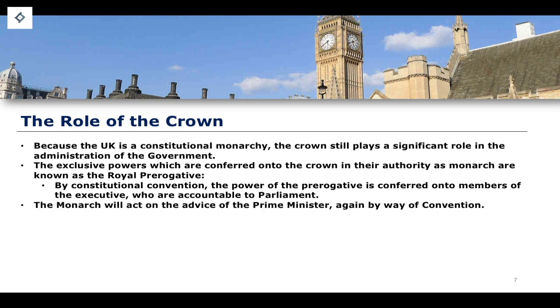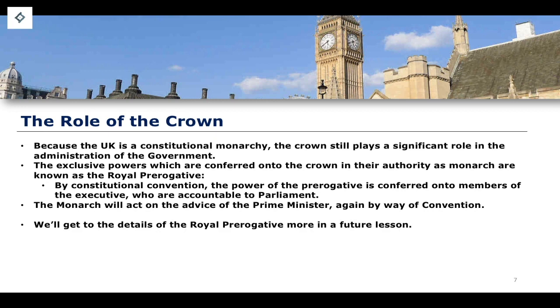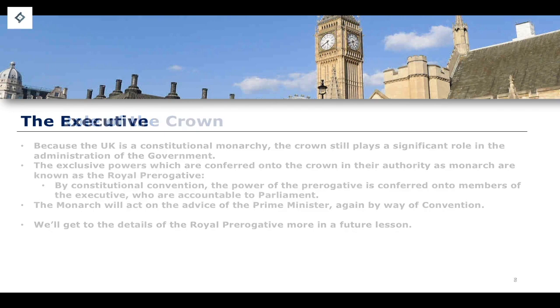The monarch will still act on the advice of the prime minister and the advice of the government by way of convention. They cannot act on any other advice. They cannot take any other advice outside of the advice of government. This is also a constitutional convention. And like I've said, we will get to the details of the prerogative in future lessons in far more detail as we go on.